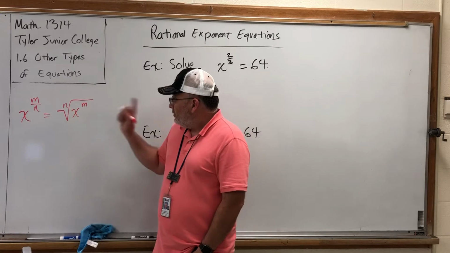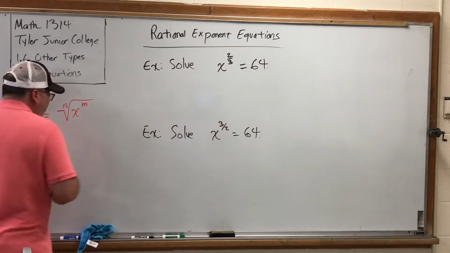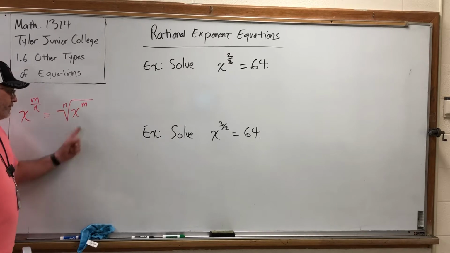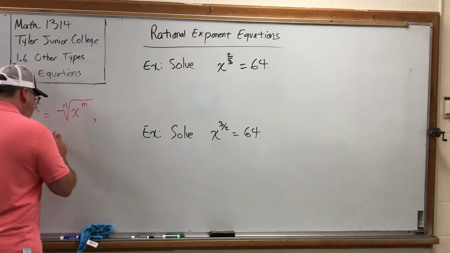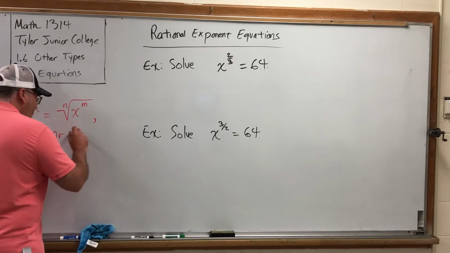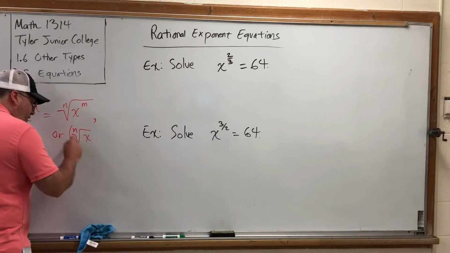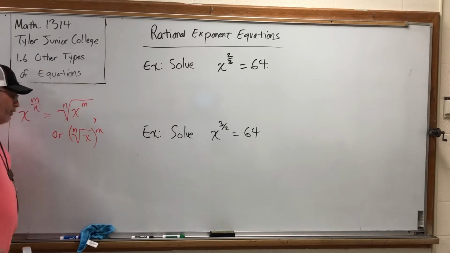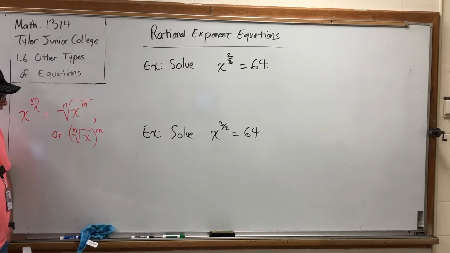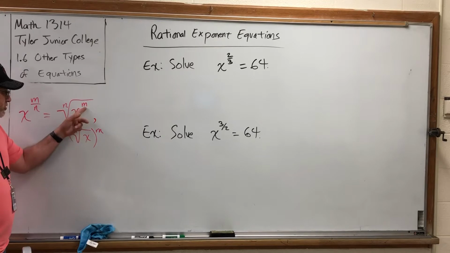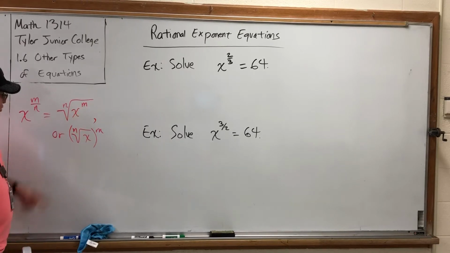Now, you can write this two different ways. You can either say the nth root of x to the m power, or you can say the nth root of x altogether raised to the mth power. In other words, it doesn't matter if you do the index first as a radical, or if you do the power first as an exponent. As long as you correctly assign the numerator of the rational exponent as an exponent, and the denominator as the index of a radical, it will be set up properly.